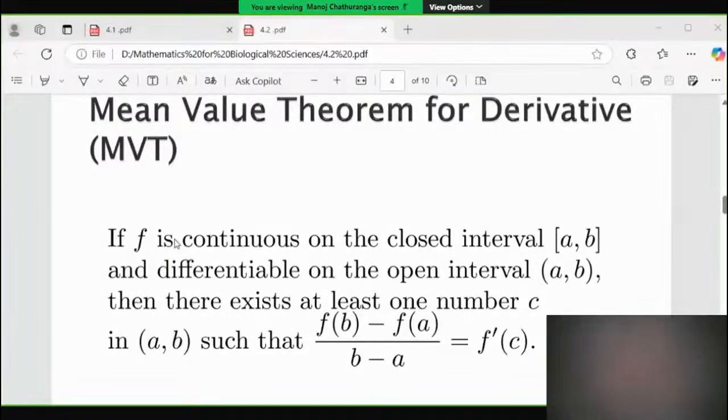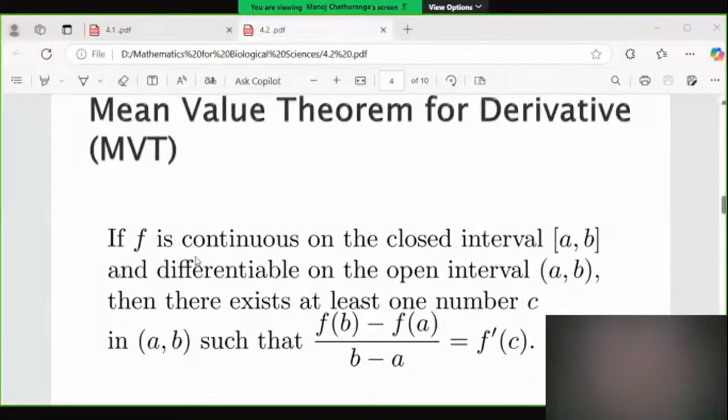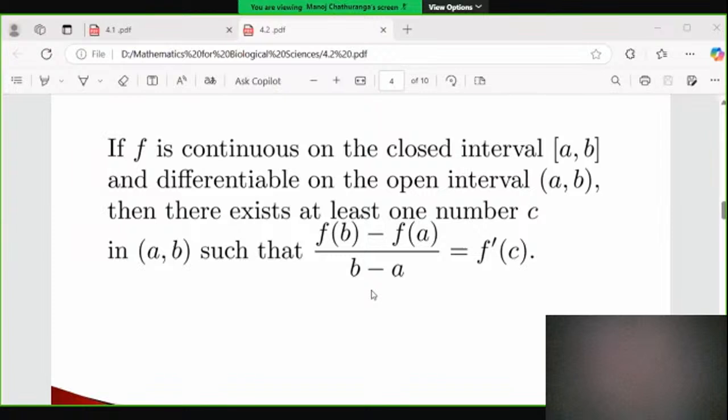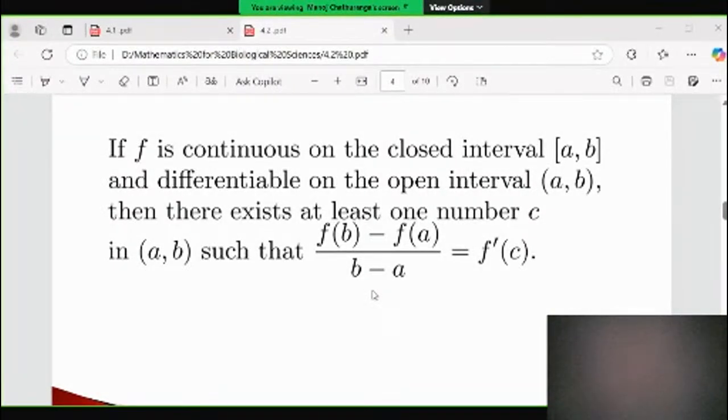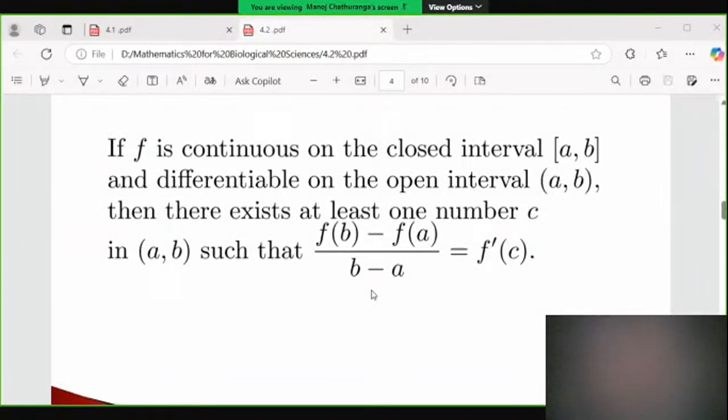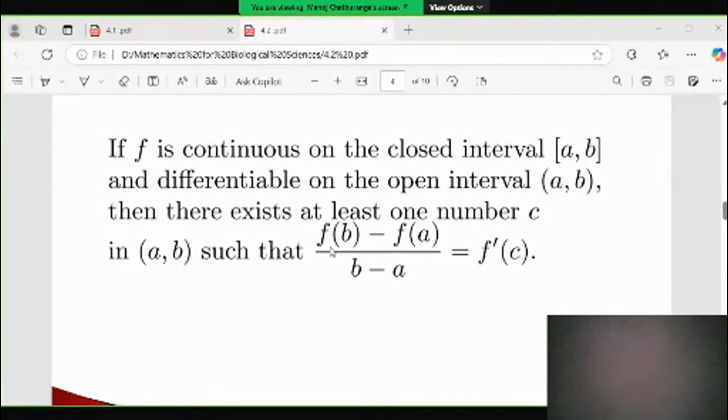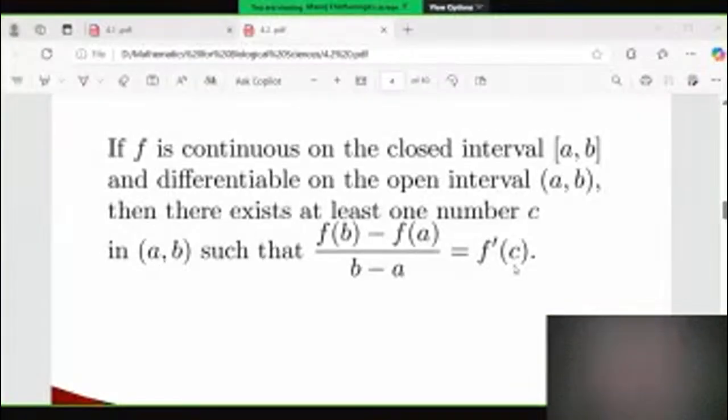So, picture to think about this, picture to imagine. Most of the time in this class, we won't go to deep applications. Most of the time, you will be given a function f and numbers a and b, and they will ask you to find the number c.